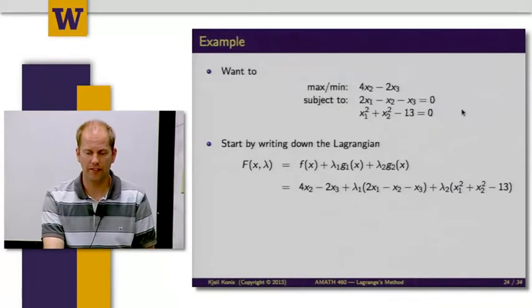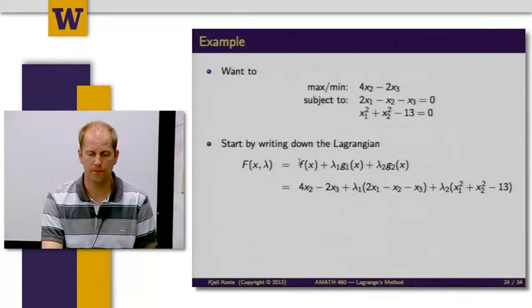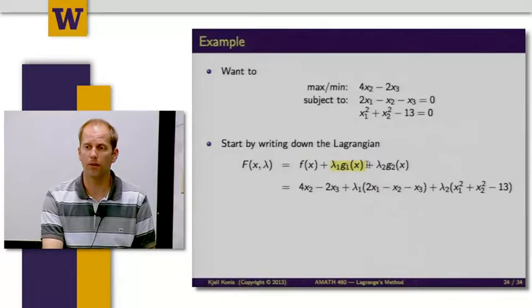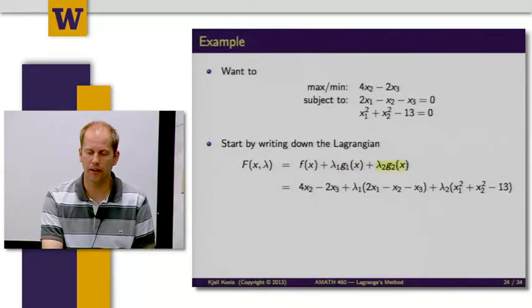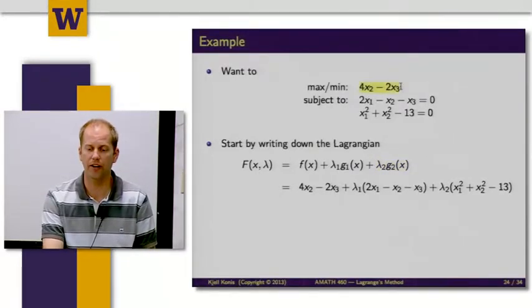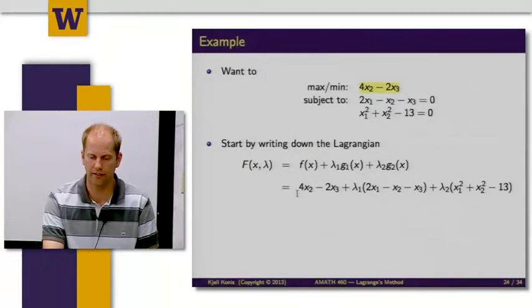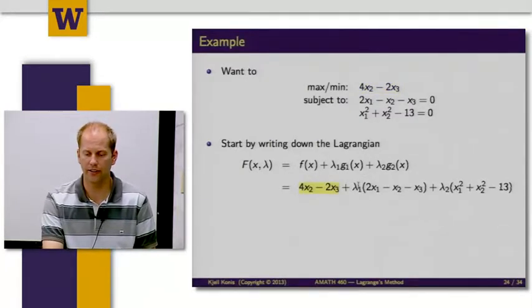So the first step is just to write down the Lagrangian. If I have two constraints, the form of the Lagrangian is going to be the objective function plus lambda 1 times the first constraint plus lambda 2 times the second constraint. And then I just have to substitute these things in. So f of x is my objective function, that's 4x2 minus 2x3, so that's what I've put here. Then plus lambda 1 times the first constraint, plus lambda 2 times the second constraint.